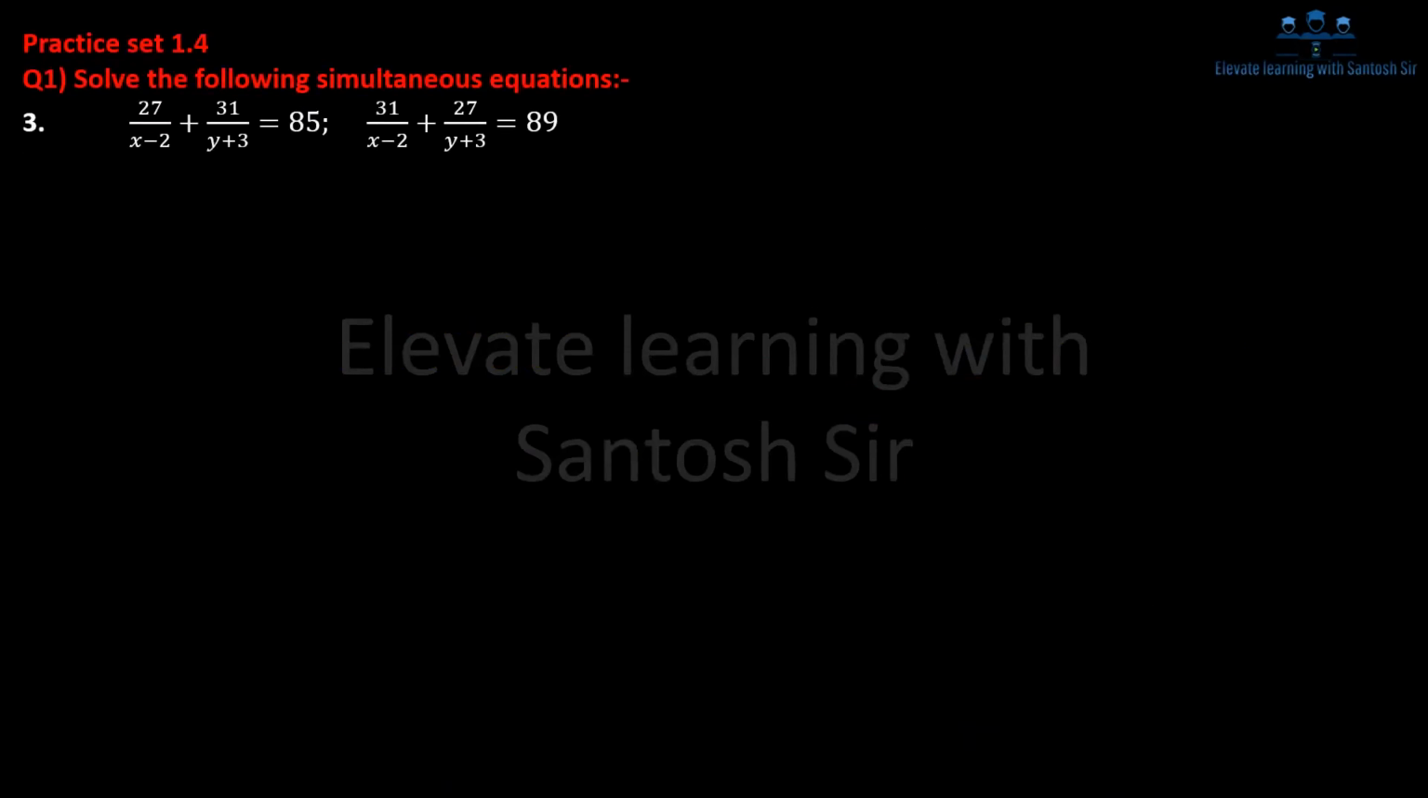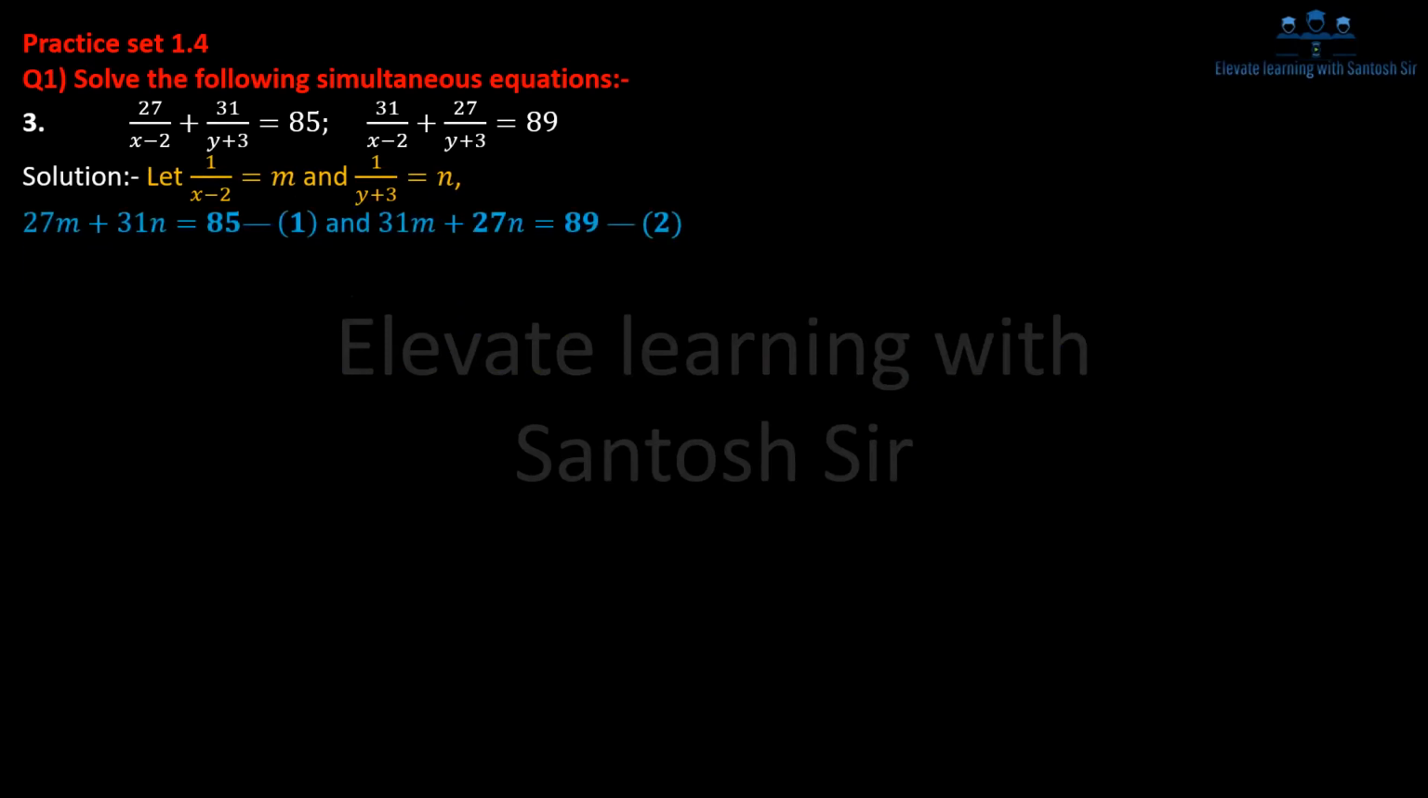Here 27 upon x minus 2 plus 31 upon y plus 3 is equal to 85, and 31 upon x minus 2 plus 27 upon y plus 3 is equal to 89. We can see that x minus 2 and y plus 3 are present in both the equations in the denominator. So what we can do here, we can substitute 1 upon x minus 2 as m and 1 upon y plus 3 as n. We will get 27m plus 31n is equal to 85 and 31m plus 27n is equal to 89. There is one more thing to observe over here. If you see the two equations, the coefficients are exchanged.